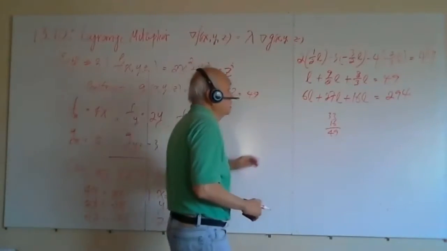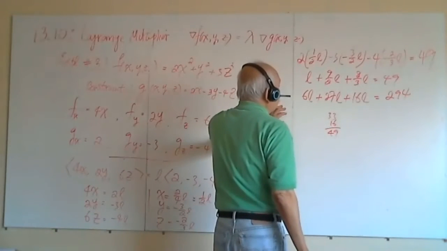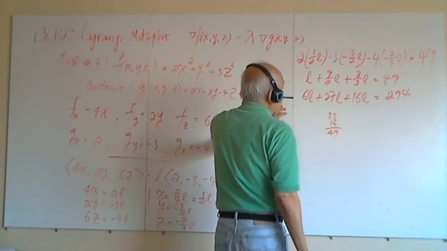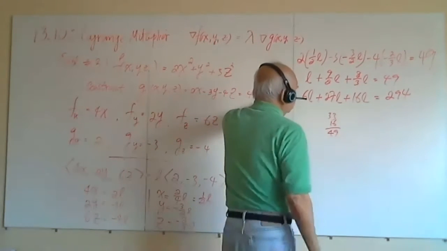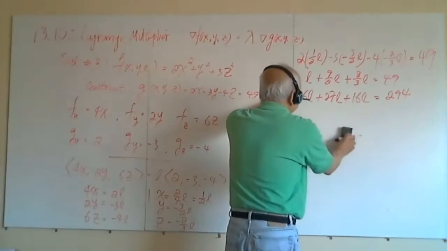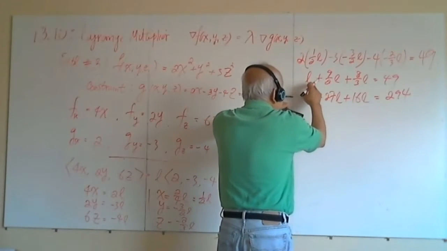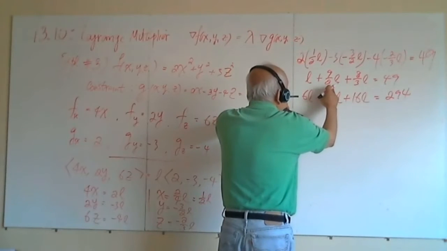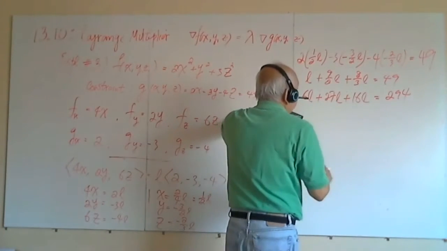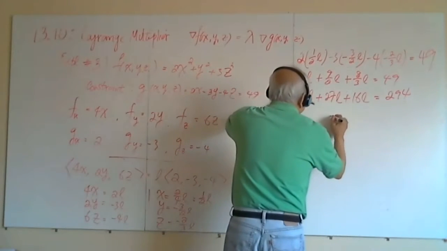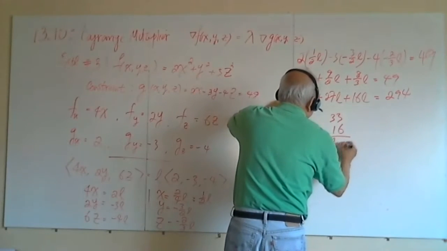Yes, multiply by 6. Multiply by 6, multiply by 6. Yeah, but is everything going to be over 6, or you're just canceling? I'm just canceling it. Oh, okay. So I multiply all of them by 6. If I multiply this one by 6, it becomes 6L. And this one here, the 6 and 2 cancel out, so it's going to be 3. Okay, got it. 33 plus 16 is going to be 49, right?